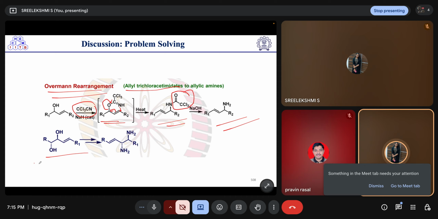So the same thing is happening here also from this one. If we see the reaction, this double bond shifted here, and this whole functionality comes at this position. So instead of OH, we will have NH2. Both this OH is converted into NH2, and the position of the double bond also shifted, and we got this product here. So that is Overman rearrangement, allyl trichloroacetimidates to allylic amines.